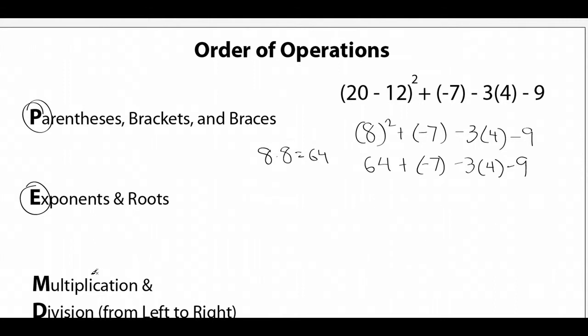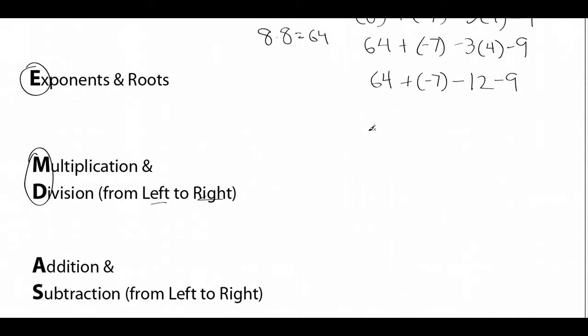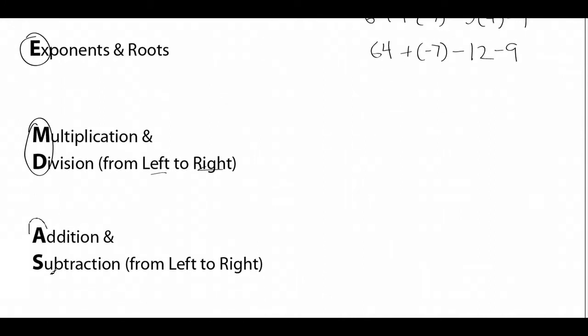Now here, we move down and we notice that now we have to do multiplication and division from left to right. So we look here and we see, okay, this is multiplication, so 3 times 4 is 12. Drop everything else down. And now we look through and we have no more multiplication and division. So now we have to work with addition and subtraction, again from left to right.